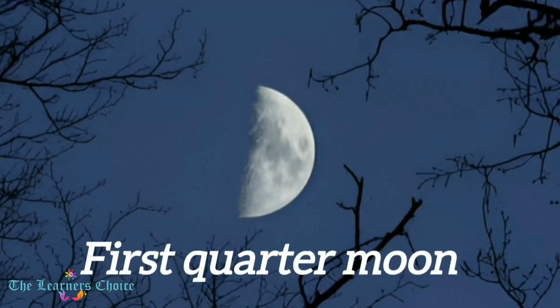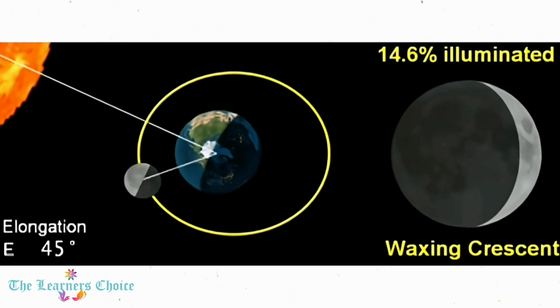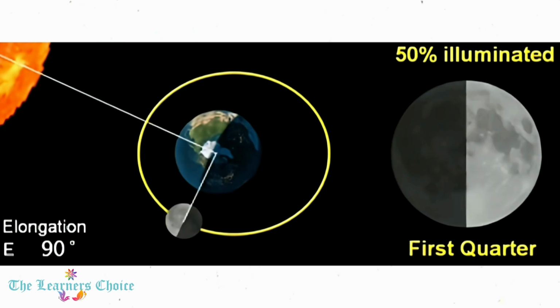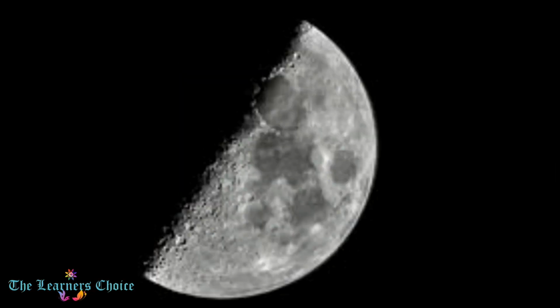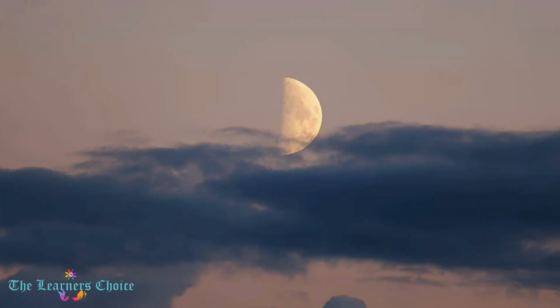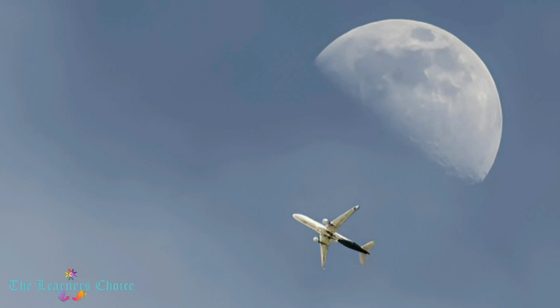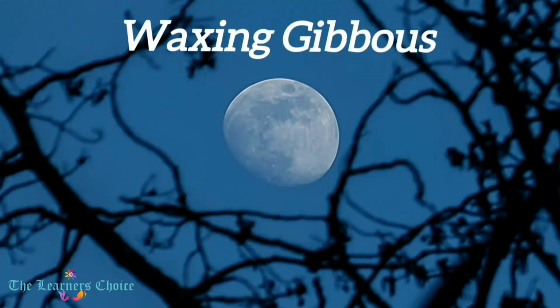First quarter moon. The first quarter moon marks the point in the lunar cycle where half of the moon's surface facing Earth is illuminated by the sun. The first quarter moon, also known as half moon, occurs roughly 1 week after the new moon and lasts for roughly 3 nights.